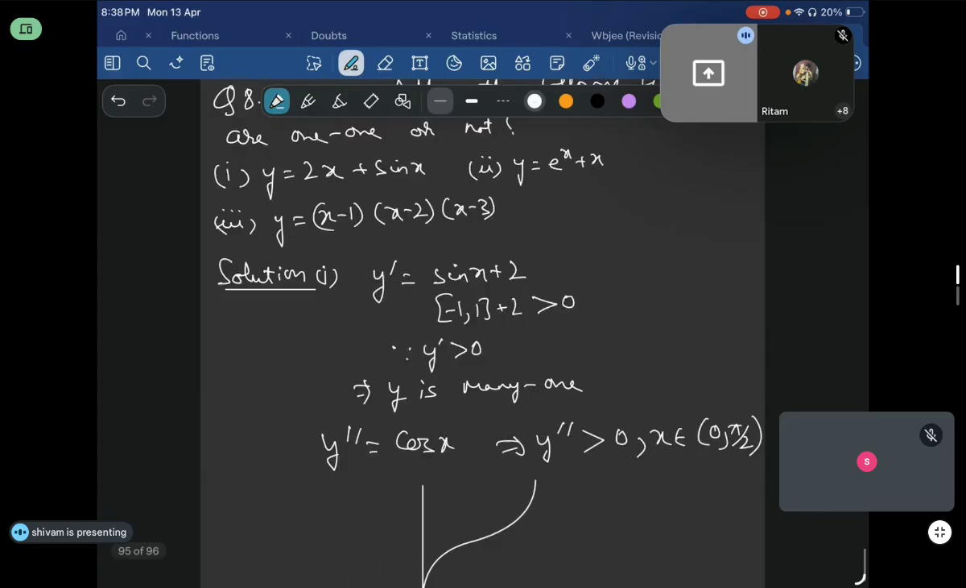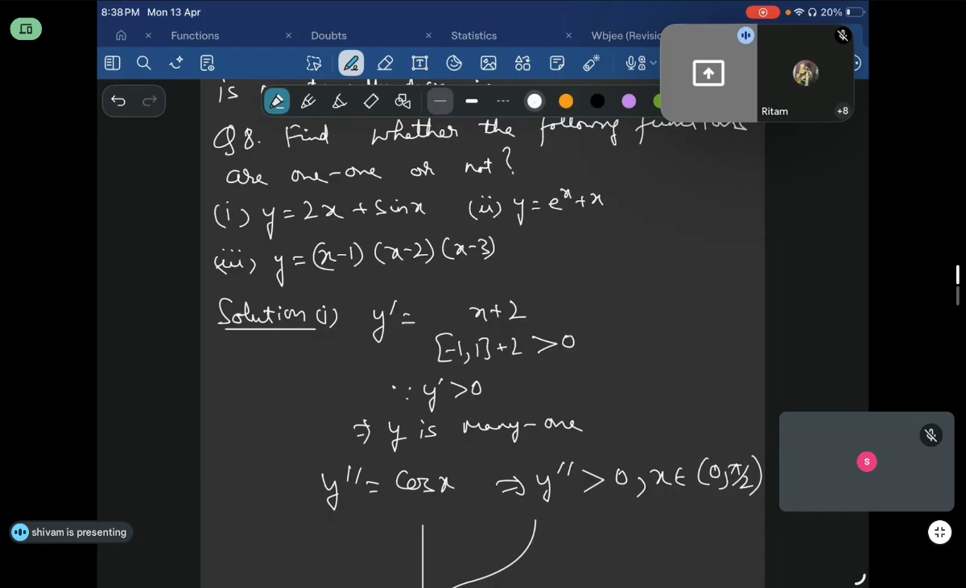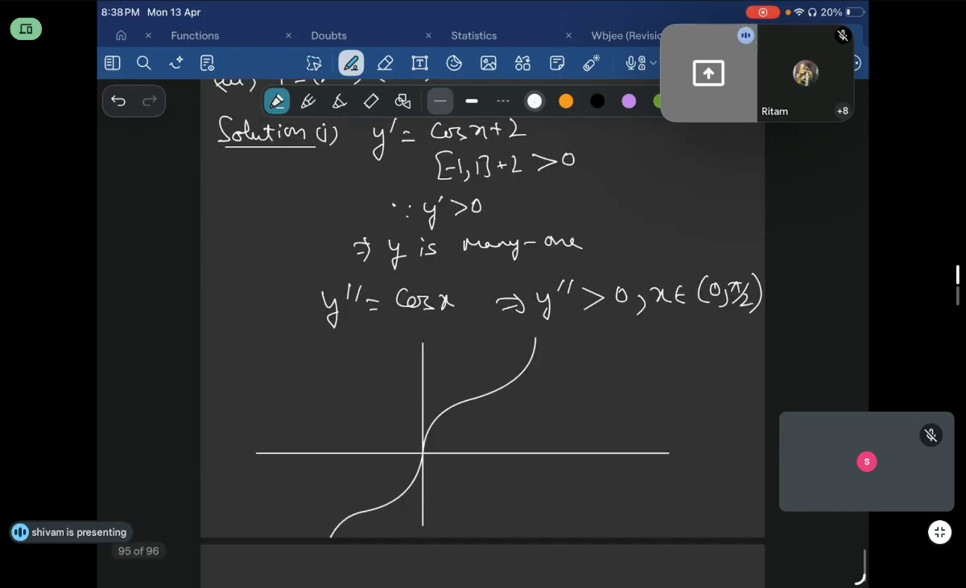Wait a minute, I have made a mistake. y dash will be equal to cos x plus 2. Sorry. Then y double dash will be minus sin x. So y double dash will be less than 0 when x belongs to (0, pi by 2), basically (0, pi). Are you people getting? So this is 0. This is pi. After that, the concavity will change. It keeps on going.